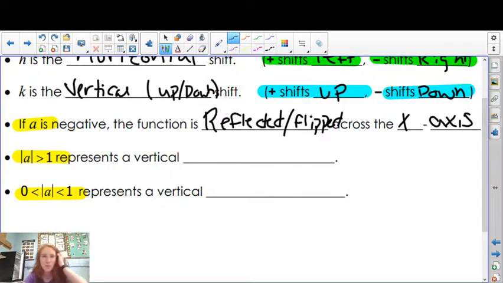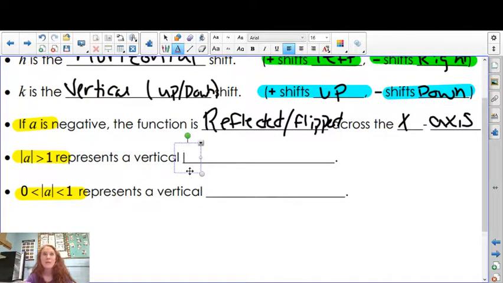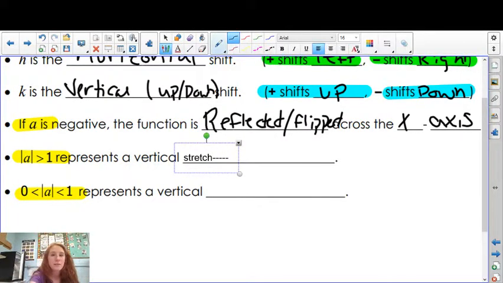I think I'm going to type this next part because I want to discuss some stuff that took a while for them to identify and notice. So if A is bigger than 1, meaning that if it's a 2, a 3, a negative 4, the whole number itself is just bigger, it represents a vertical stretch. And what does that mean? Well, it's vertical, so it's happening to the x's.